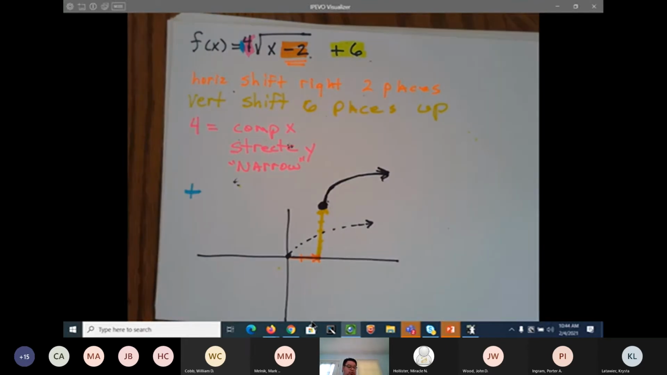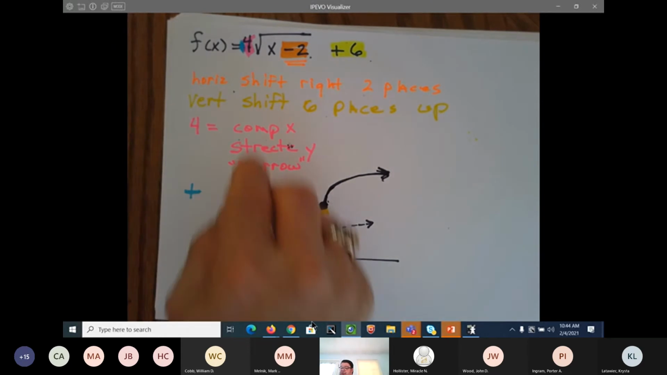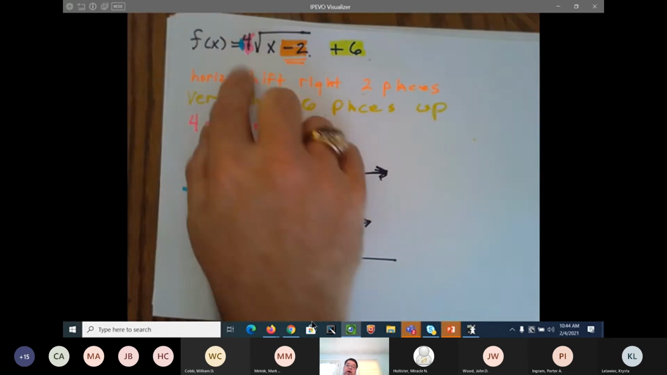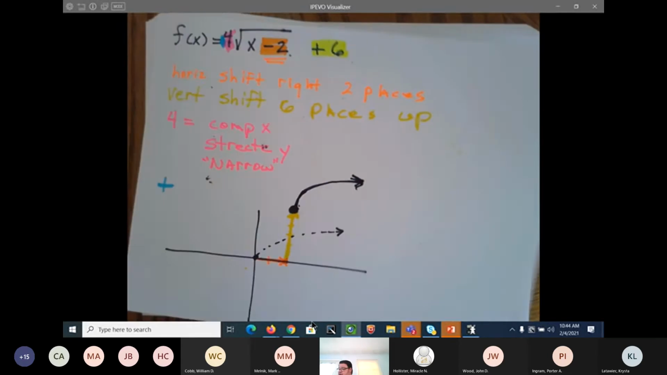Now you should be able to do those with any function that you're given, as long as it's in this form. But some are not going to be in that form.